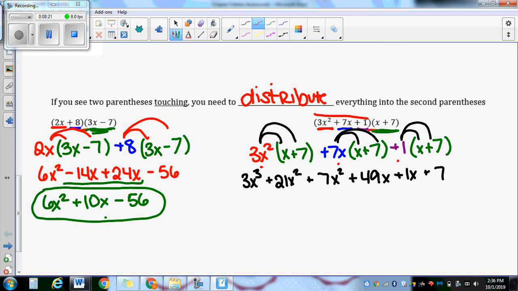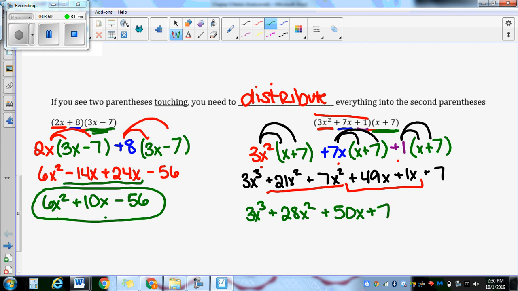Because up next says combine all my like terms. So I can combine these two because they both have a squared in them. I can combine these two because they both have a single x. And that's it. So let's just bring everything down. 3x to the third, nothing happened. Plus 21 plus 7 gives me plus 28x squared. Plus 49 plus 1 gives me plus 50x. And then my plus 7 just comes down all lonely. And then the last thing is to put them in order from most number of x's to least. I have 3 x's, 2 x's, 1 x, no x's. It's already in order.